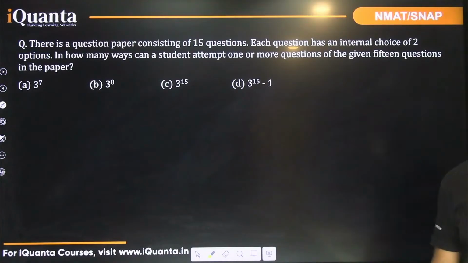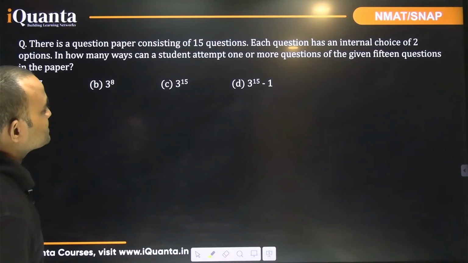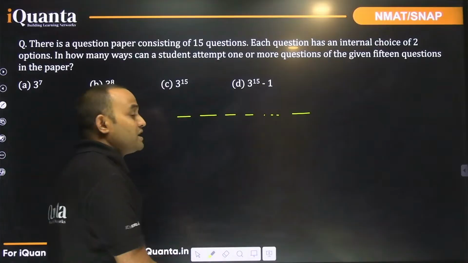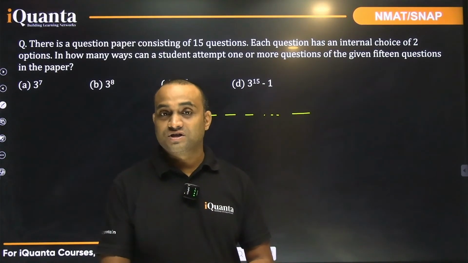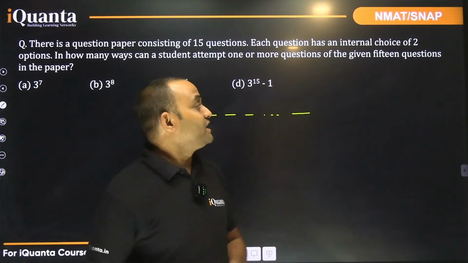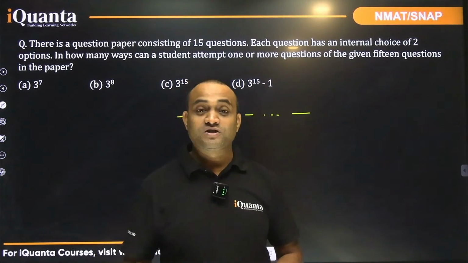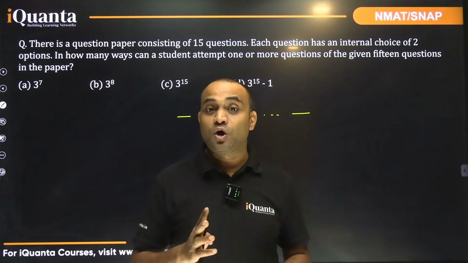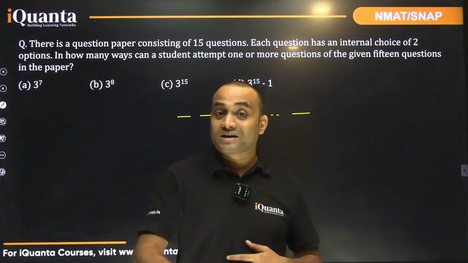What's the answer? Option D. Yes, option D is absolutely correct. We have 15 questions consisting of 2 options. If a student is attempting a question, he has 2 options, but we need to say in how many ways he can attempt one or more questions. So there is also the possibility that he is not attempting the question. So there are 3 options for the student: he is choosing one of the 2 options, or he is not attempting the question.